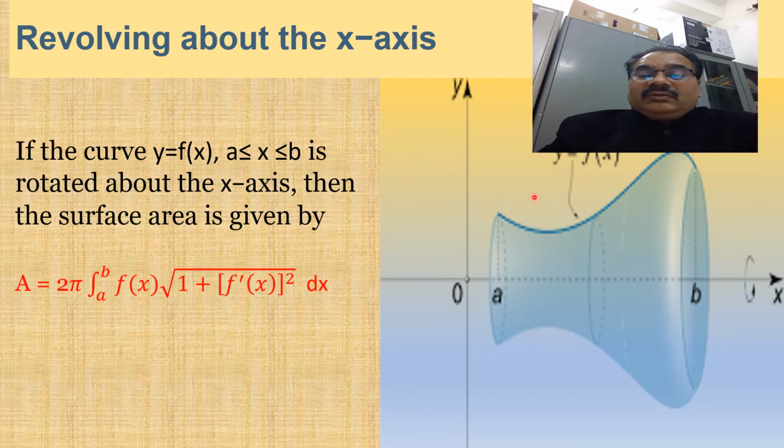If you look at this figure closely, you find here the revolving about the x-axis. Here you can say the rotation about the x-axis. This is the curve y = f(x) within the ordinates x = a and x = b, which is rotated about the x-axis. Then the surface area is given by A = 2π ∫ from a to b of f(x) √(1 + (f'(x))²) dx. So this is the formula for the case when revolving about the x-axis.